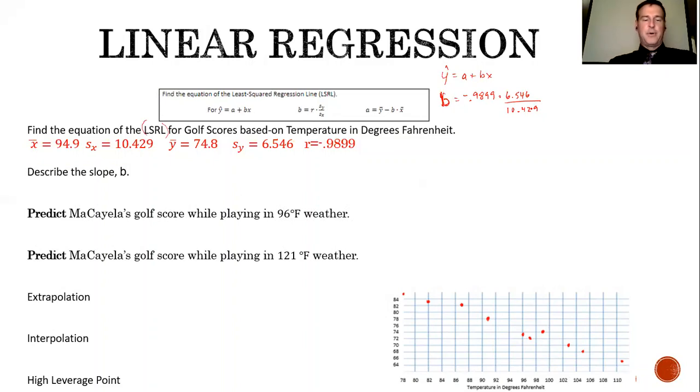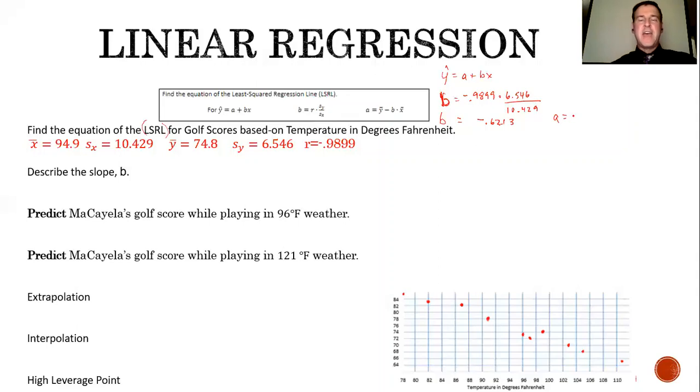Okay, so I'm going to type it in my calculator: negative 0.9899 times 6.546 and divided by 10.429. All right, and if we do this right, I think we get negative 0.6213, and there's a lot of threes after that. I'm just going to stop right there. Okay, so that is my b, and I'm halfway done. If I'm going too fast, hit pause. Get these numbers right in your calculator, and just make sure that we finish with this together, negative 0.6213.